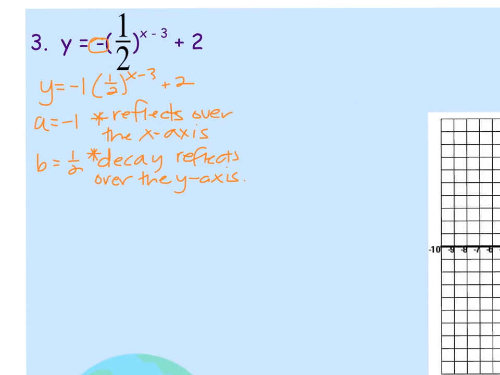All right, so let's see. We have x minus 3, and that means we're going to move everything to the right 3 units, including our table.